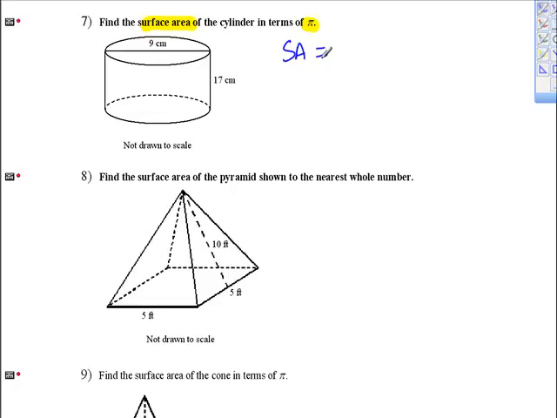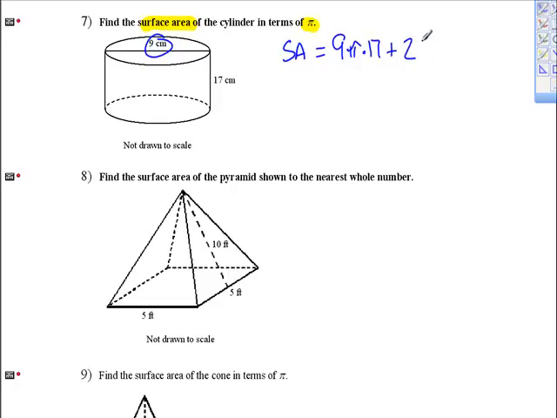This base happens to be a circle, so the perimeter is just going to be circumference. And we know that the circumference of a circle is diameter, which is 9, times pi. So 9 times pi times 17 will give me all the lateral area. And I just need to add in the two circles on the top and the bottom.